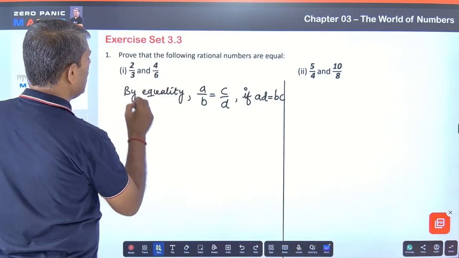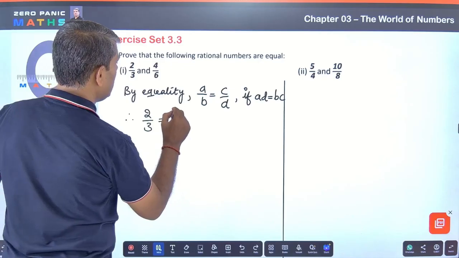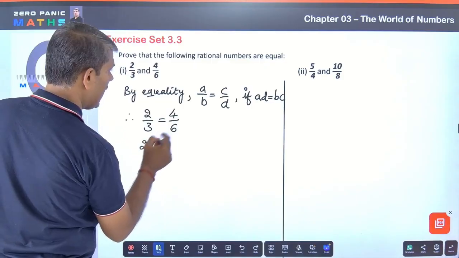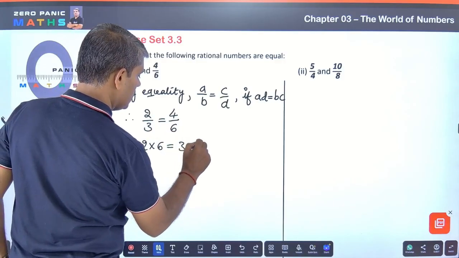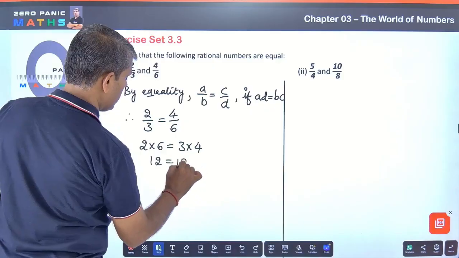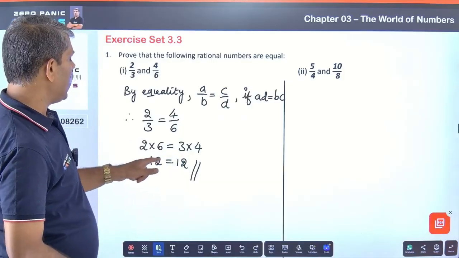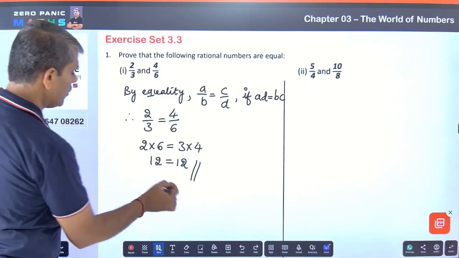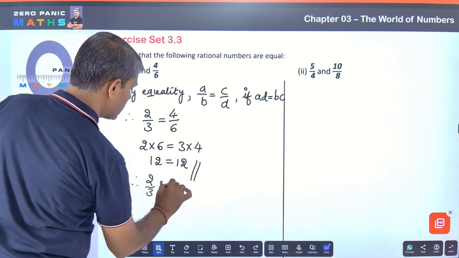So if you want to say 2 by 3 is equal to 4 by 6, then 2 multiplied by 6, that is a into d, is equal to 3 multiplied by 4. So 2 6s are 12, and 3 4s are 12. That is how you proved that AD is equal to BC, and that is the reason 2 by 3 and 4 by 6 are equal. Understood, right? So you can finally write, therefore 2 by 3 and 4 by 6 are equal.